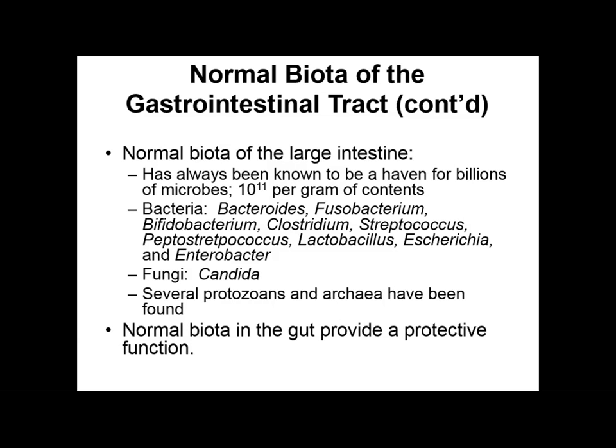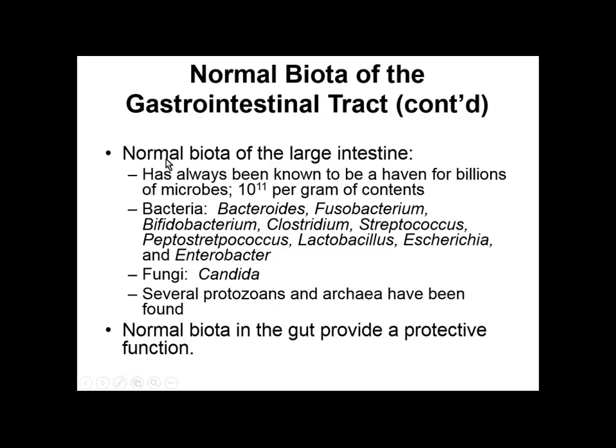Within our large intestine, there are a lot of microorganisms. We have billions of microbes per gram of contents in our intestine. And when I say billions, I mean hundreds of billions. 10 to the 11th is 100 billion. These bacteria that are present within our large intestine, where we have our feces or poop being produced, include the Bacteroides, Fusobacterium, Bifidobacterium, Clostridium, Streptococci, Peptostreptococcus, Lactobacilli, Escherichia, and Enterobacter.